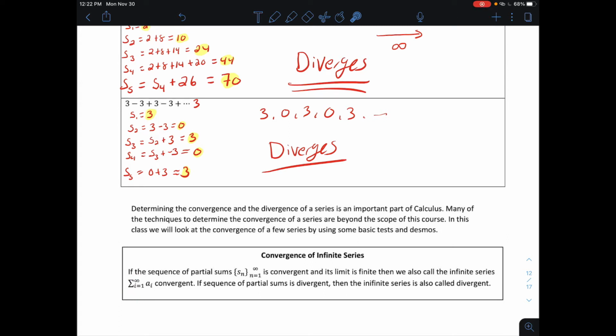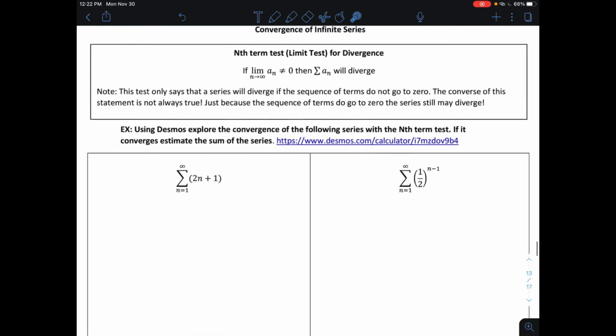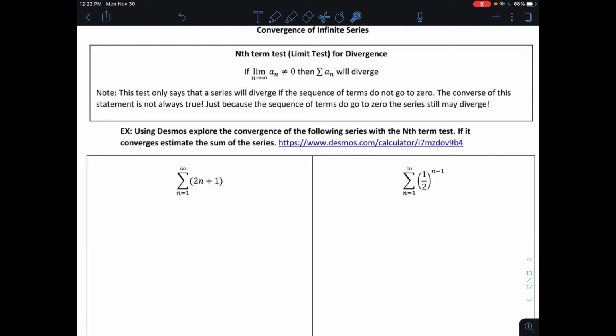Now that brings us to the question, how would I figure out if a series will converge or not without having to write out all the sums? And there's a number of tests, but one of the first tests that we're going to look at is called the Nth Term Test, or the limit test. This test is strictly to tell you if a series will diverge or not.